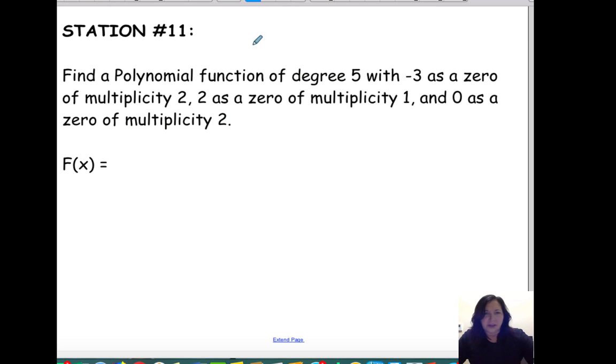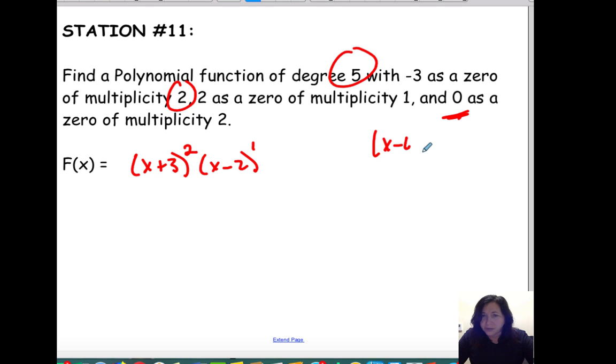Okay, almost done here. Find a polynomial that has a 5th degree. -3 is a 0, so we're going to start right away with x plus 3. It has a multiplicity of 2, so check there. 2 is a 0, so that's going to be x minus 2. The multiplicity is 1. You don't have to put that there, but you can. 0 is a 0. So my choices are x minus 0, with a multiplicity of 2, so I can choose to add that here, or I can say that's just x squared, and put that out front.